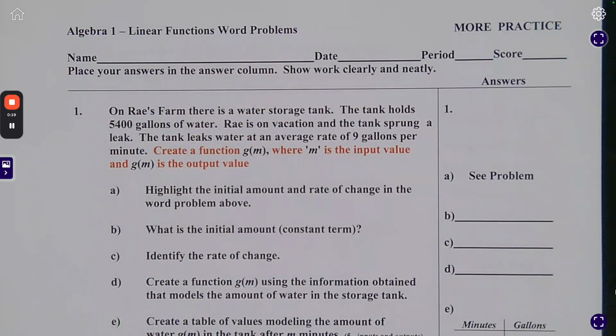See how you done. Here's some linear functions word problems. A little bit more practice, all right? A little bit more practice.